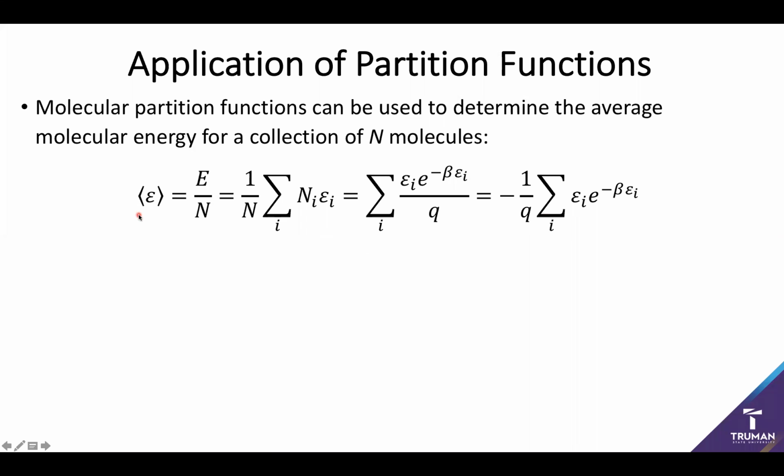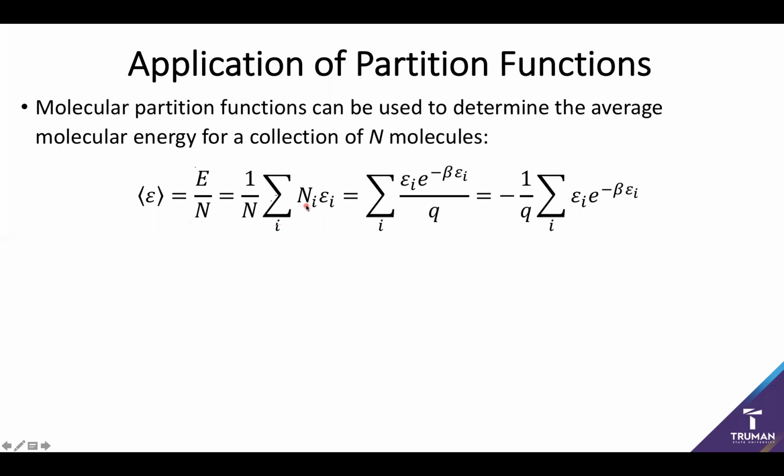Now, this should actually be fairly easy. We start with the idea that the average energy per molecule can simply be the total energy divided by the number of molecules. Well, we can go ahead and just pull out 1 over N here, because we already described the total energy of the system as essentially the sum over all states of the energy of each individual state times the number of molecules in each state.